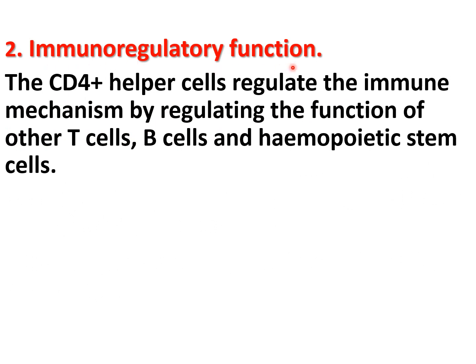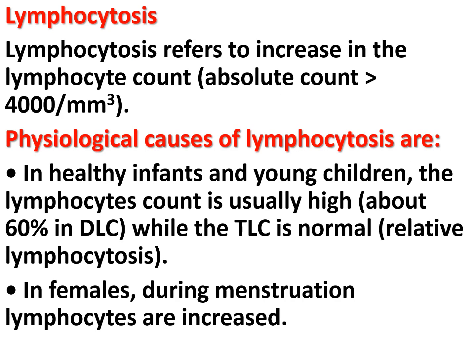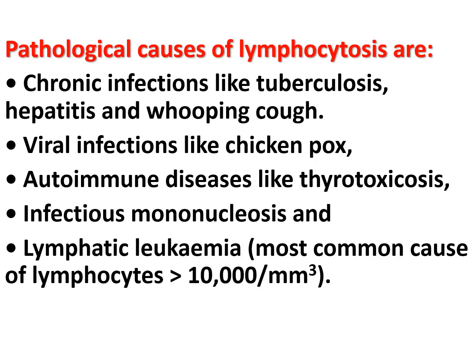Then immunoregulatory function. CD4 helper cells regulate the immune mechanism by regulating the functions of other T cells, B cells and hematopoietic stem cells. Then lymphocytosis means increase in the lymphocyte count to more than 4000 per mm cube. There are certain physiological conditions in which the lymphocyte count increases. First of all, in healthy infants and young children, the lymphocyte count is usually high, while the total leukocyte count is normal. In females during menstruation, lymphocytes are increased.